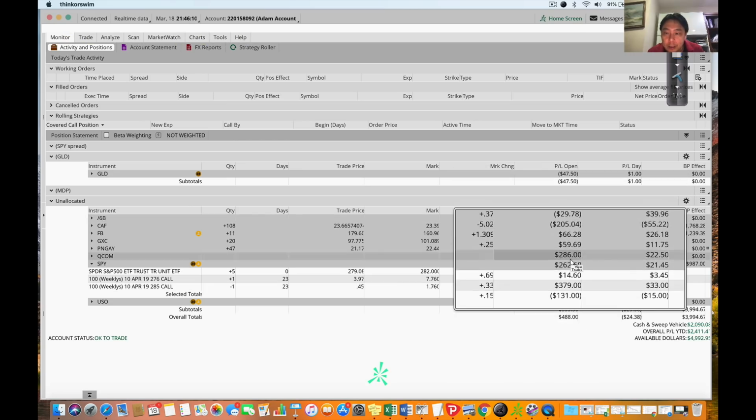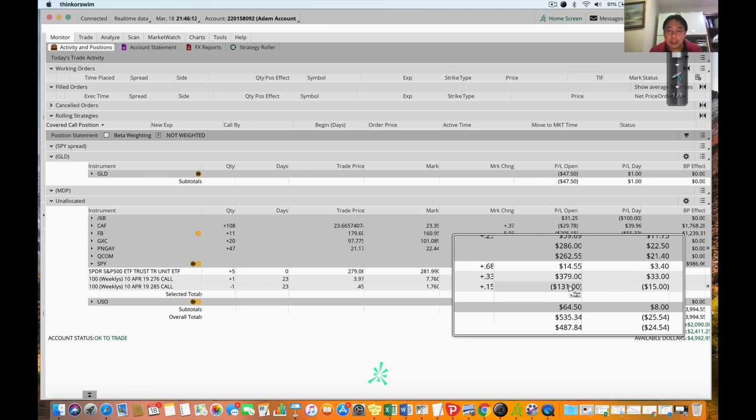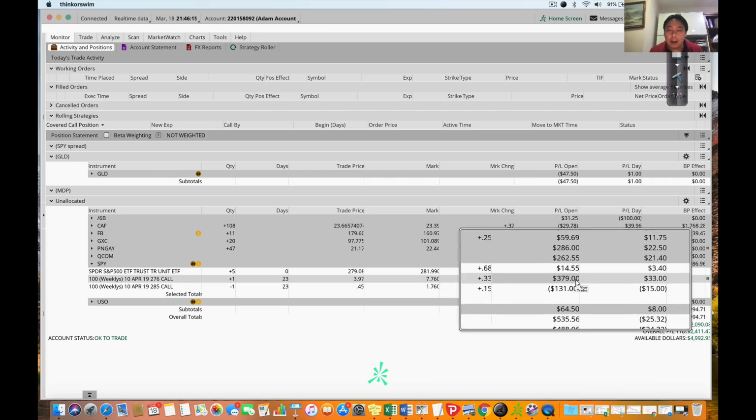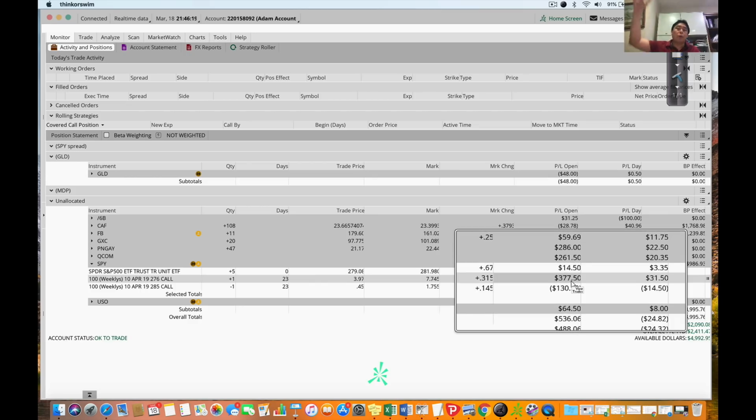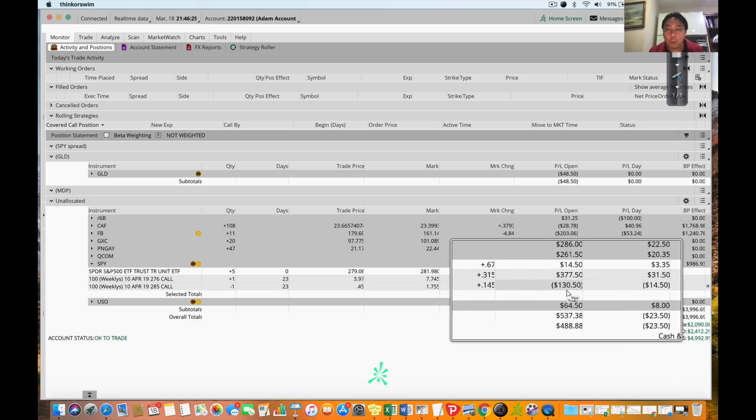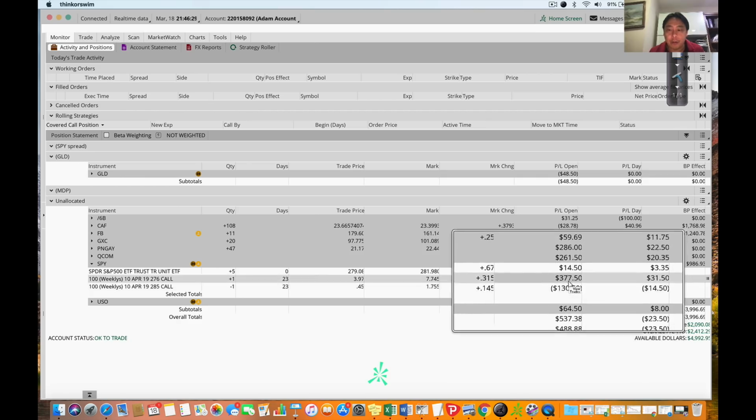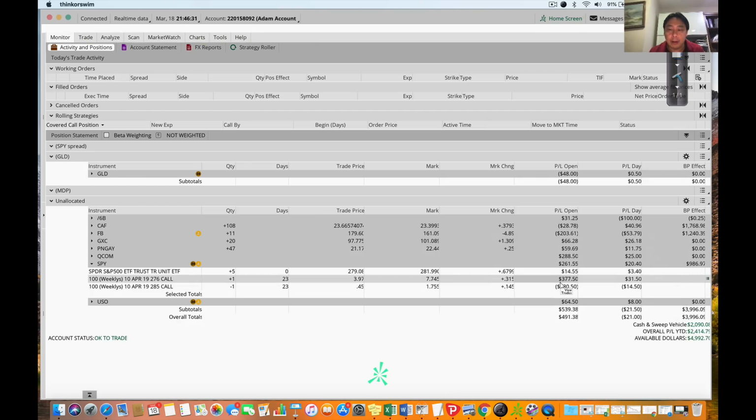This is the profit and loss. You can see that on the long call, I've made $379. Remember, as it goes up, your long call makes money, your short call loses money. So the net would be 377 minus 130, so that's about $240 net profit on that particular trade.